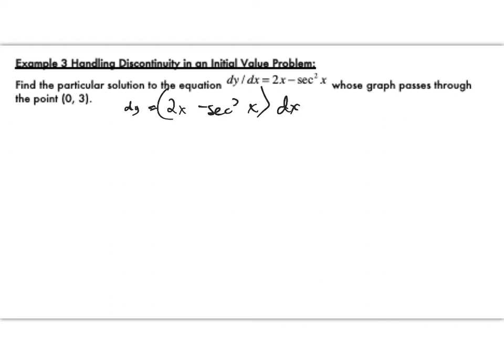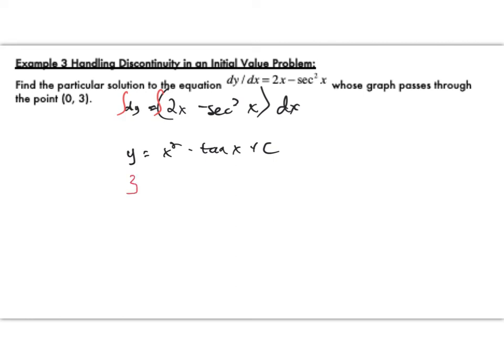And then once again, I want to go ahead and zip through the antiderivative here. So y is equal to x squared minus tan x plus c. And then lastly, what I want to do is put in my initial condition here, and you're going to see it works out rather nicely here.